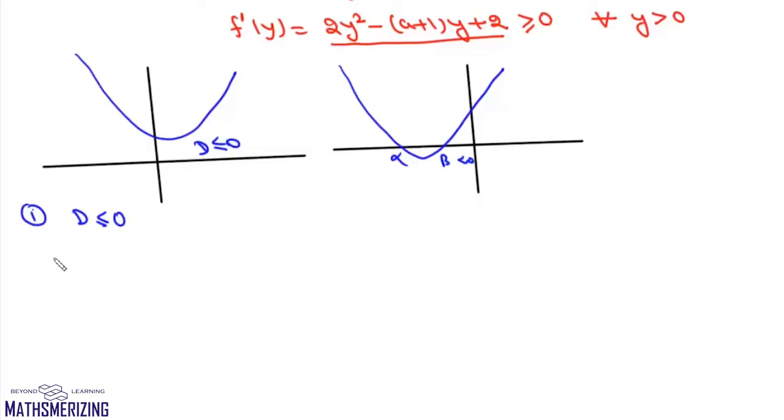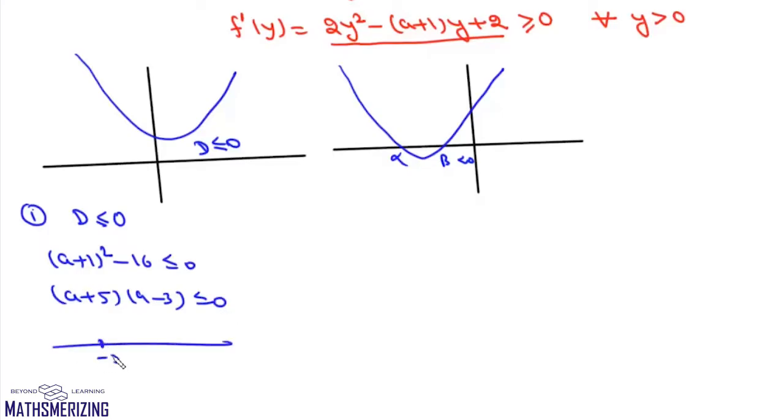So we'll get this condition that (a plus 1) whole square minus 16 is less than or equal to 0. So it will be (a plus 5)(a minus 3) less than or equal to 0. So this is minus 5, 3, with plus, minus and plus. So the condition will be that the value of a should lie between minus 5 and 3.